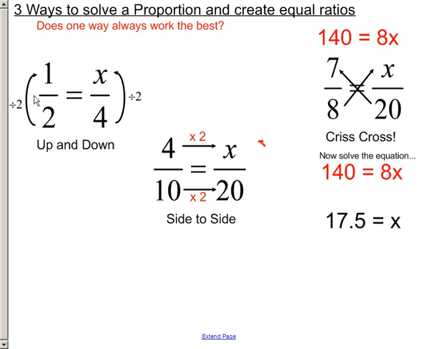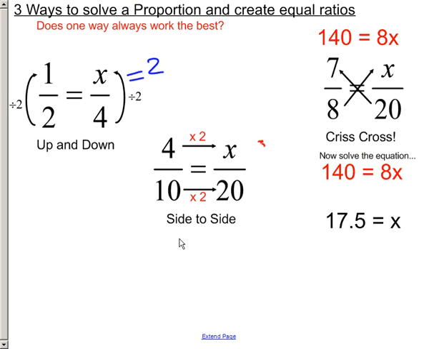All right, so first we have an up and down relationship. Whatever I do from here to here, I do from here to here. So how do I get from 2 to 1? I would divide by 2. Then that's what I need to do here to get from 4 to x. I will also divide by 2. This works nice and easily. So 4 divided by 2, and I can see that x is equal to 2.